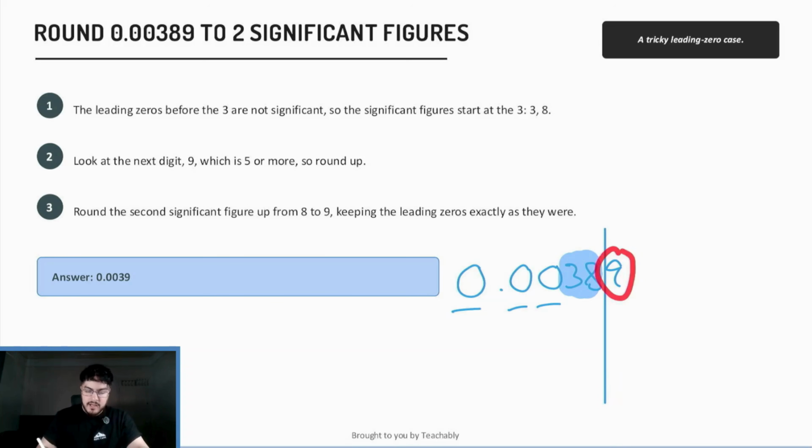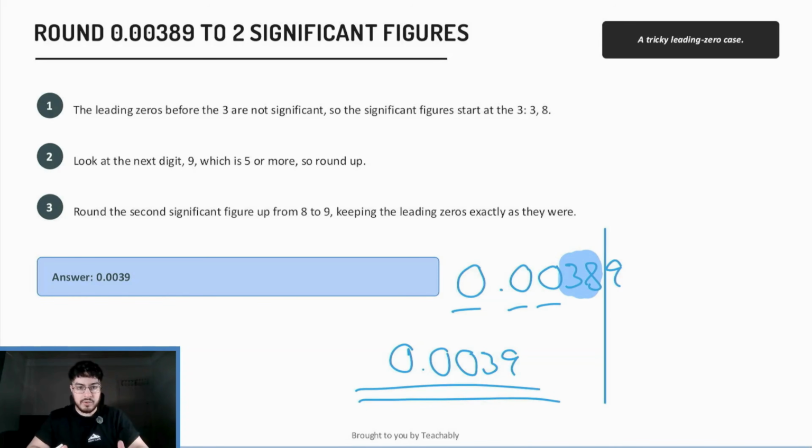Is this 5 or more or less than 5? And it's more than 5. And so this number right here is going to increase by 1. So we're going to have 0.0039. And so this is a perfect example to ensure that we understand what significant figures actually mean.